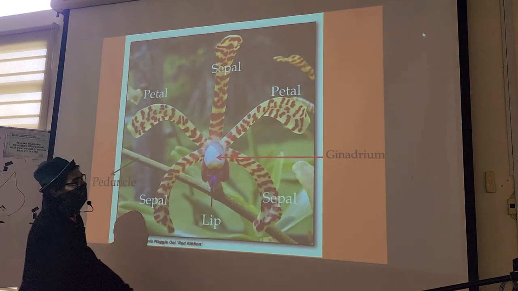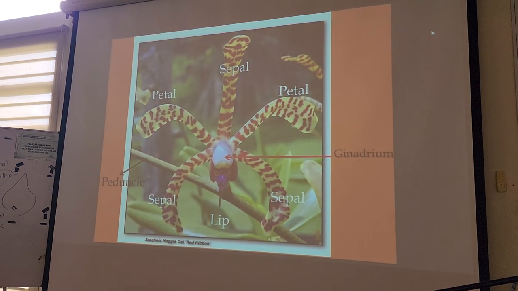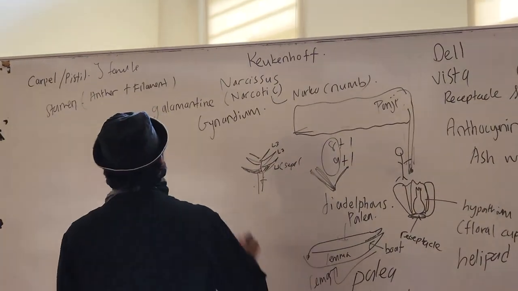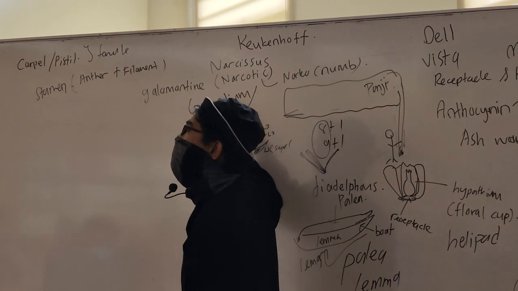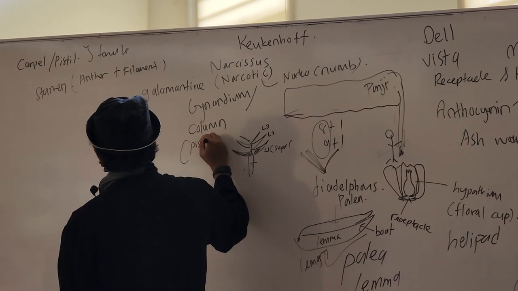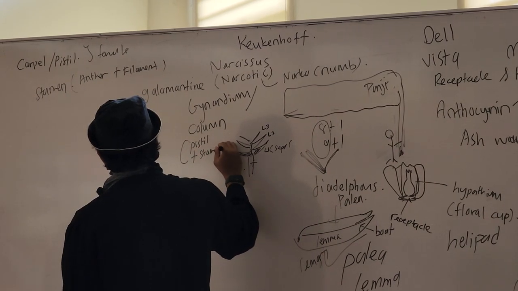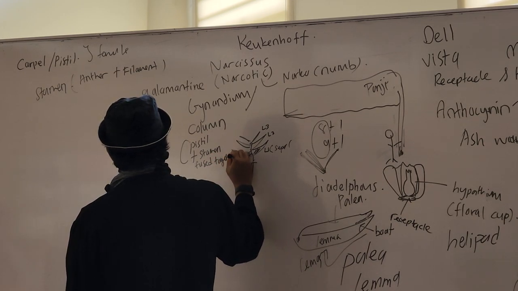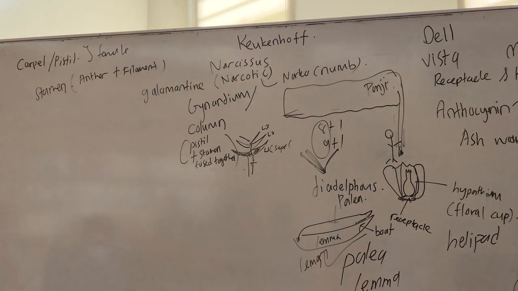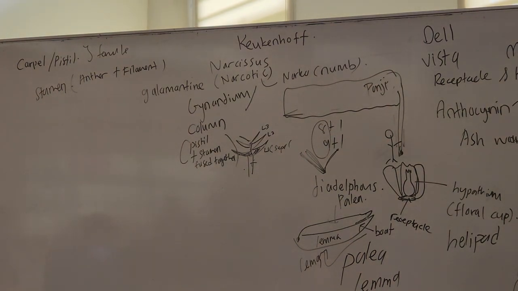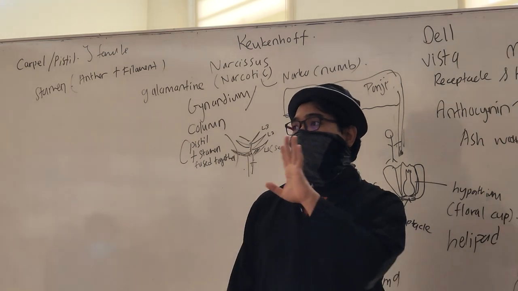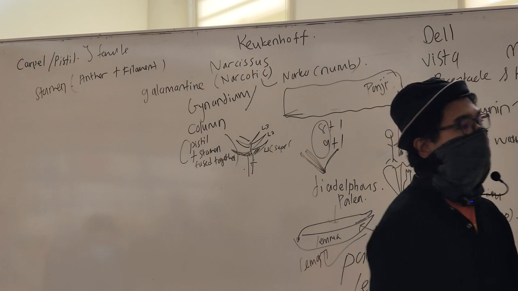Okay, you got your peduncle. Ooh, this one. Gynandrium. That's not the right spelling, I think. Gynandrium is actually, I think this is the old name. The new name for this is column. Pistil plus stamen fused together. So when they are fused together into one structure or one organ, we call it gynandrium or column. Because they have fused together. The male and female parts of the flower join together. So this structure has its own name. Call it column. Okay, next.